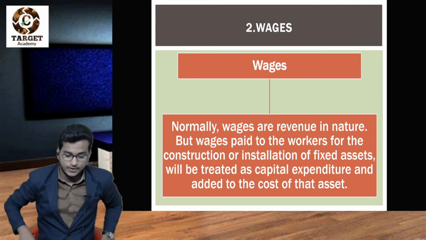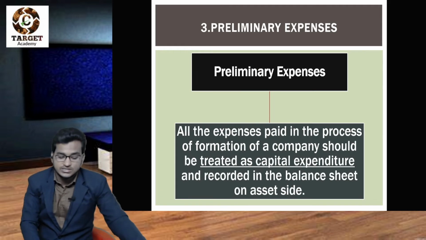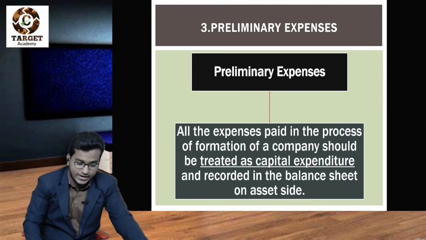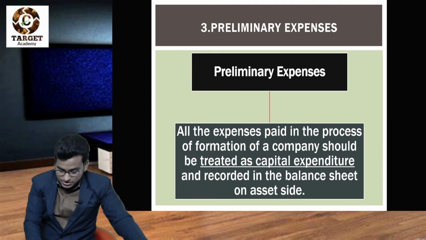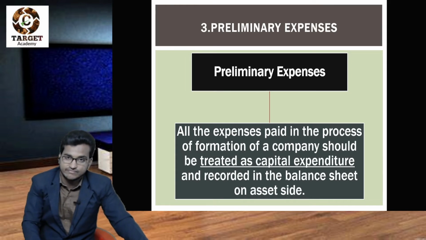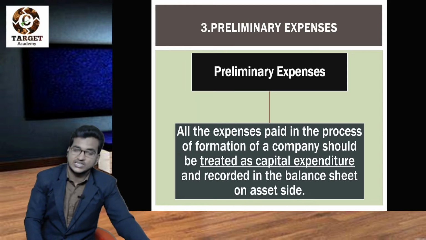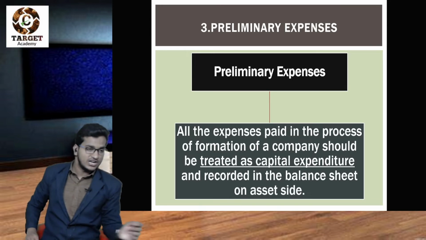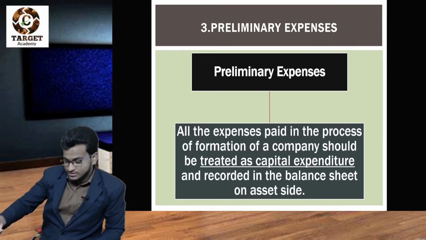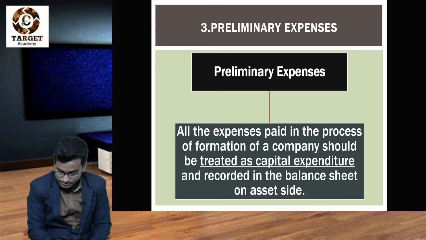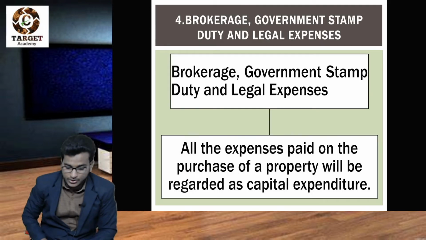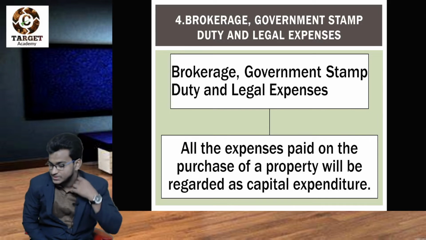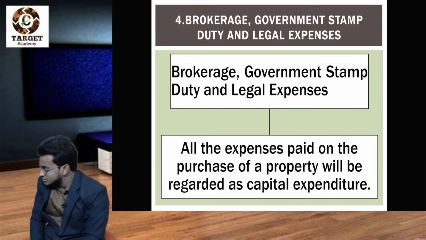Okay. Next one, preliminary expenses. I will do some MCQs in today's class itself. In the next class, we'll complete this chapter and go to the next concept. From next class onwards, it will be more interesting. Brokerage, government stamp duty, legal expenses, all are capital expenditure. There is no doubt in that.